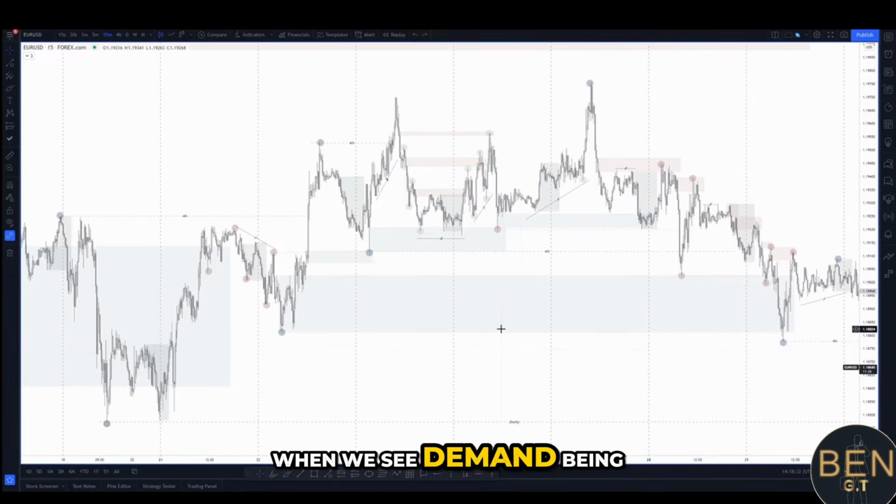When we see demand being respected and supply failing, we know we're likely putting in higher highs and higher lows. If we start to see supply being respected and demand failing, we're probably putting in lower lows and lower highs. If we start to see supply being respected and demand being respected, we know there's a little bit of a fight going on in the charts. We need to be a little bit more patient and wait for market structure and order flow to really showcase what it wants to do.